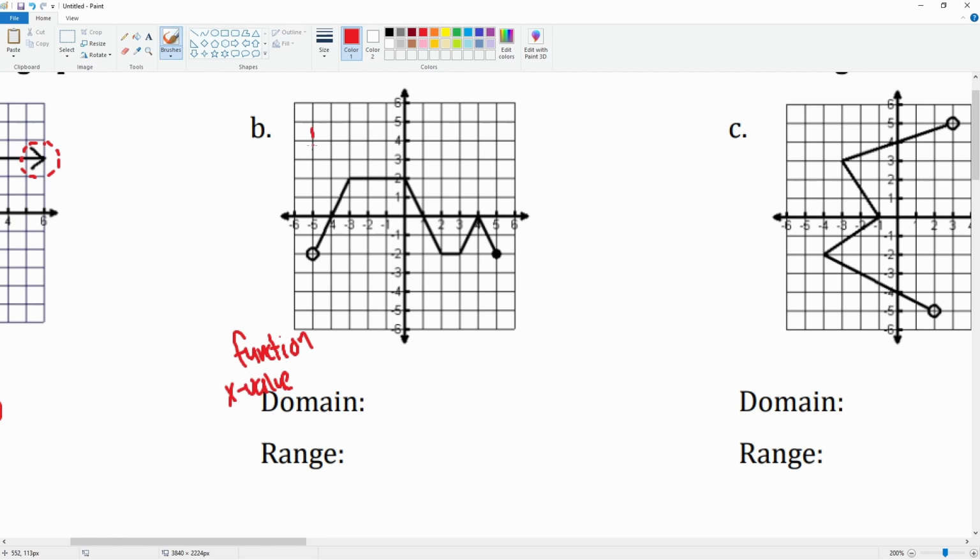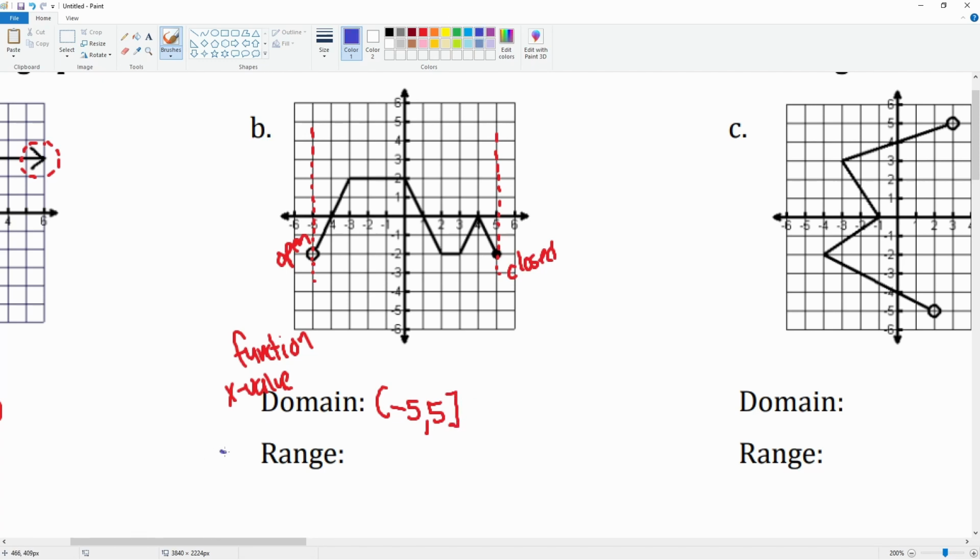And look, it stops right here at -5. And do you see how it's open? So it's a parenthesis. Then the largest x here is 5, and you see this is closed. So you put a bracket.